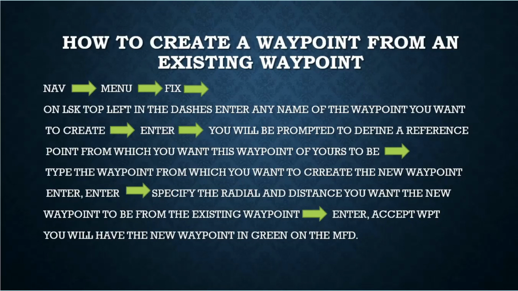So the first presentation which I want to give you is going to be how to create a waypoint from an existing waypoint. So you already have a waypoint on your flight plan routing in Magenta, and with reference to that particular waypoint you want to create another waypoint which has a certain radial or a distance or the like. So how do we do this?